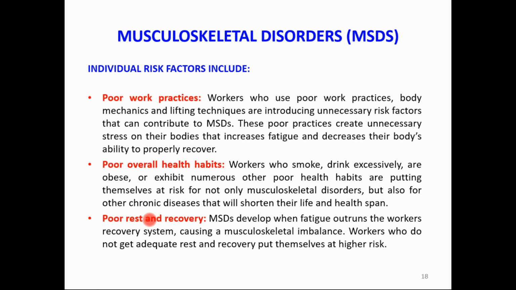So this is needed. If it is not done, then it is again a risk factor, called poor rest and recovery. Because if you are not taking rest after some time, or depending on the condition, then recovery is difficult. And you know that if recovery is difficult, then fatigue is more, and that may contribute to MSD.